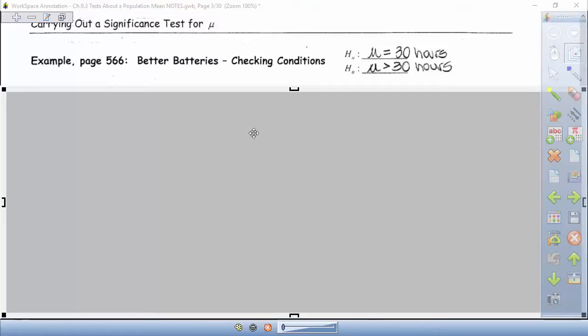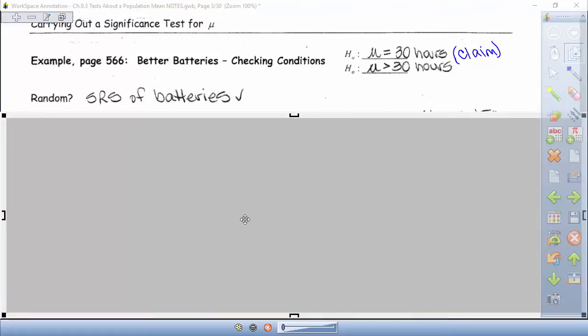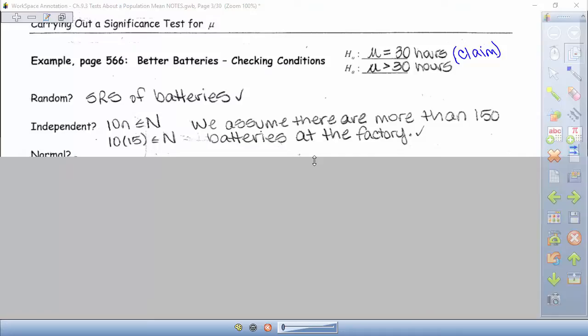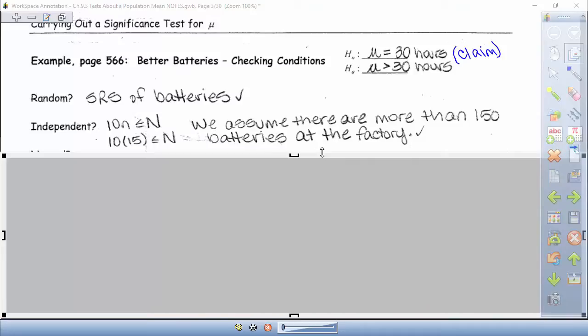These were the claims. The Duracell Corporation claimed they were hoping a group of batteries will last longer than 30. There was a simple random sample of batteries, and it actually said SRS in the problem. We took a sample of 15 batteries. You are the quality control inspector, and you somehow did a simple random sample of 15 batteries.